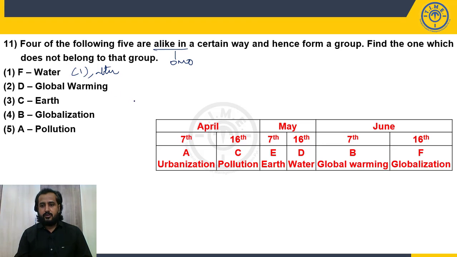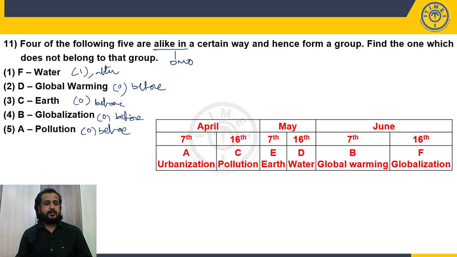D global warming, 0 gaps, and D is before global warming. C earth, 0 gap, C is before earth. Immediately before. 0 gaps is nothing but immediately before. B globalization, 0 gaps, before. B is before globalization, immediately before. A pollution, 0 gaps and before.